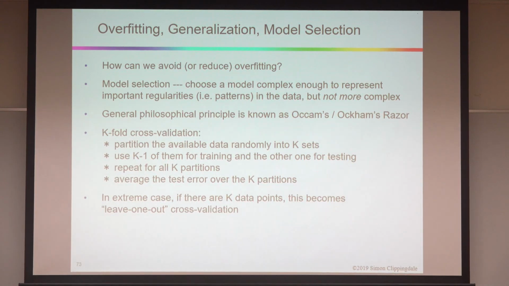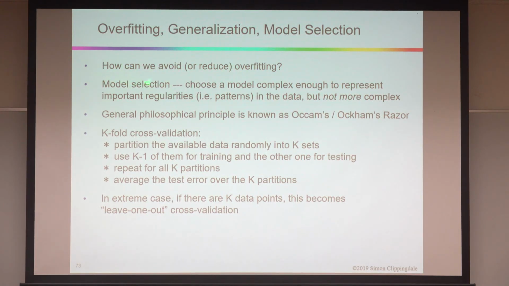I will go on for just a couple of seconds more. So how can we reduce or avoid overfitting? One way is to select the model well. Choose a model that's complex enough but not more complex. That's the main lesson. And that principle is known as Occam's razor. You may have heard of Occam's razor in philosophy, meaning don't overcomplicate explanations.